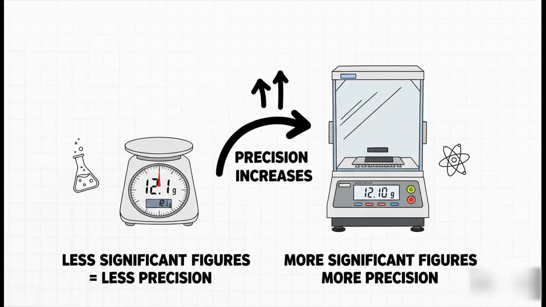And this is the key takeaway, right here. The more significant figures you have, the more precise your measurement is. Simple as that. A reading of 12.1 grams is not the same as 12.10 grams. That extra zero at the end, it's not just there for decoration. It's a statement. It's telling you something important about the tool you used.